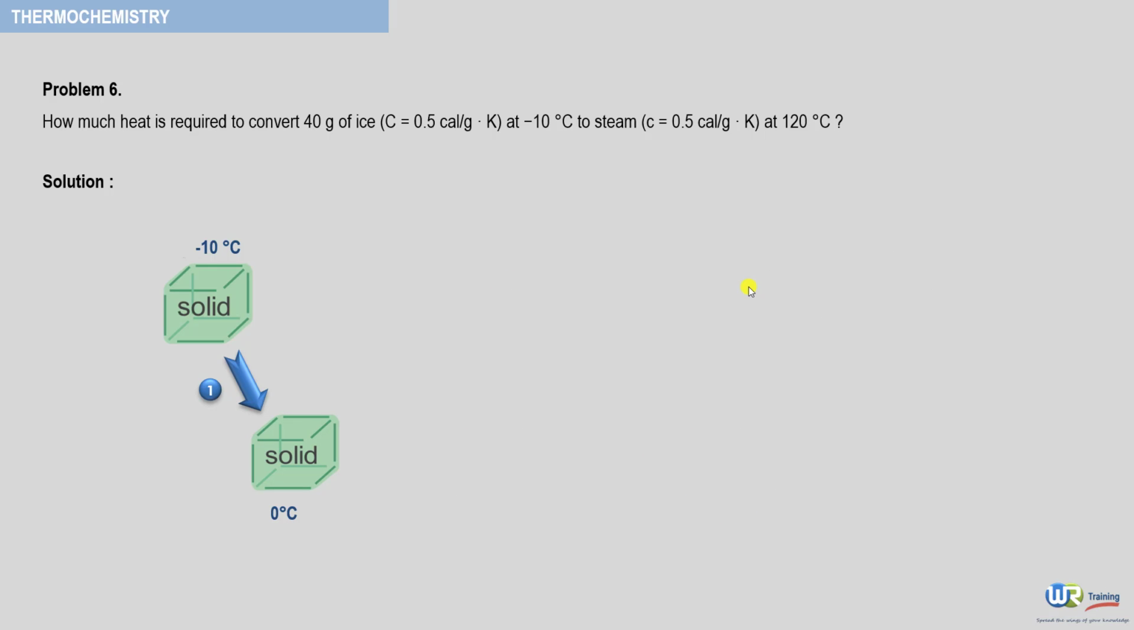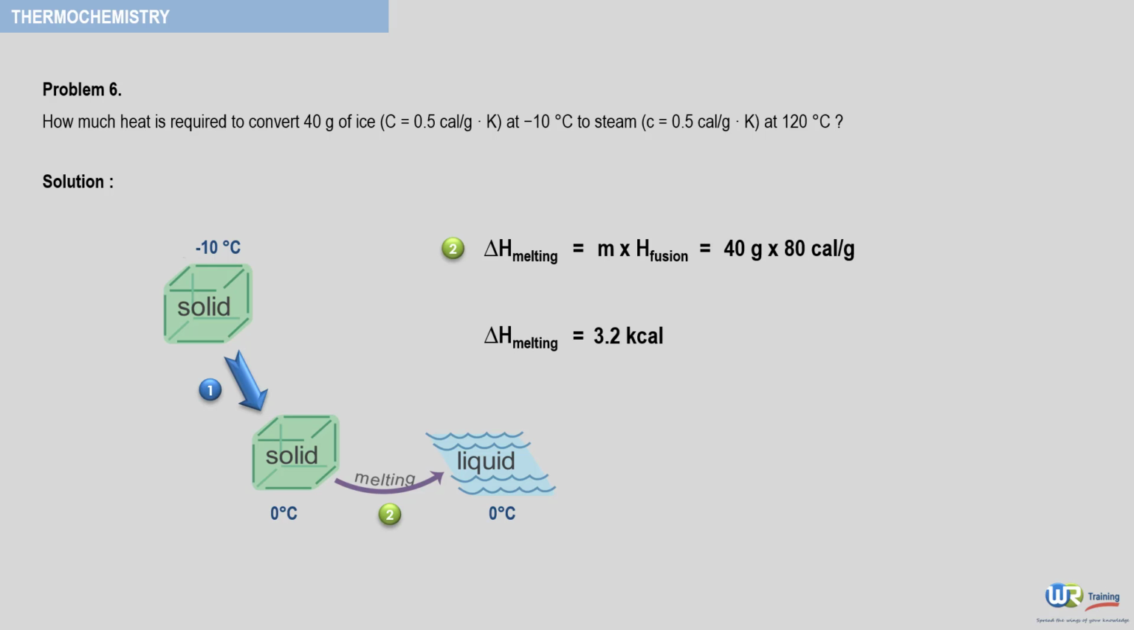For the first step, this corresponds to the heating of a solid from minus 10 degrees Celsius to 0 degrees Celsius. The delta H heating corresponding to this step is equal to the heat capacity times the temperature change. In our case, it will be equal to 0.2 kilocalorie. Now the second step represents the melting of ice, and the delta H for this process is equal to the heat of fusion times the mass of the solid ice, and this is equal to 3.2 kilocalorie.